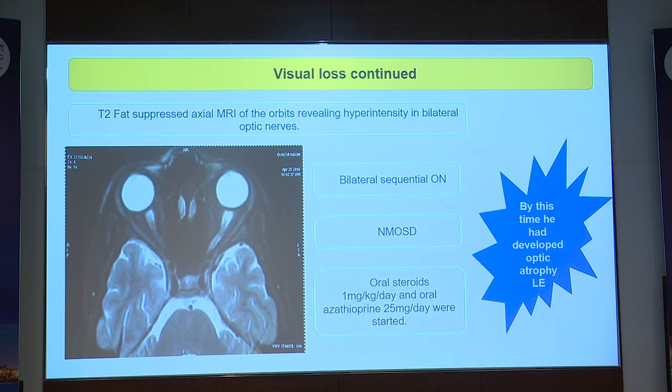It did not improve. While going through the literature, we found that there is some association between NMOSD and this. Initially we withheld the steroids, but in view of continued and profound severe vision loss at presentation, we started the patient on steroids, and the patient improved in the right eye, but by that time he had already developed optic atrophy in the left eye.